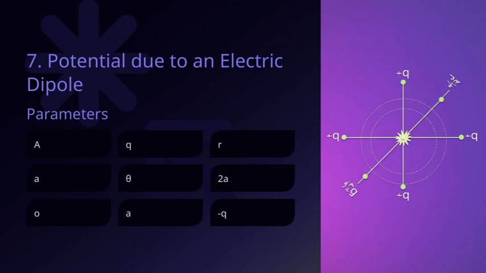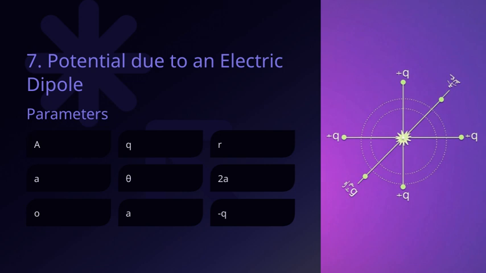All right, let's dive into the potential due to an electric dipole. On this slide, we're focusing on how an electric dipole generates a potential in its surroundings. As you can see, the key parameters here include the dipole moment, which is represented by the symbol Q times A, where Q is the magnitude of the charge and A is the separation distance.